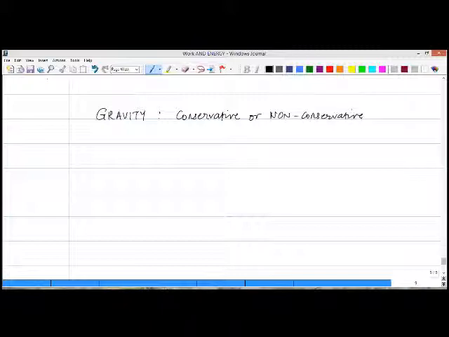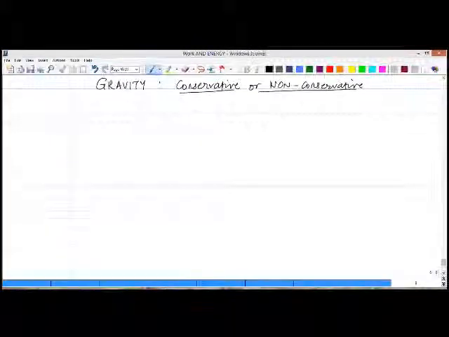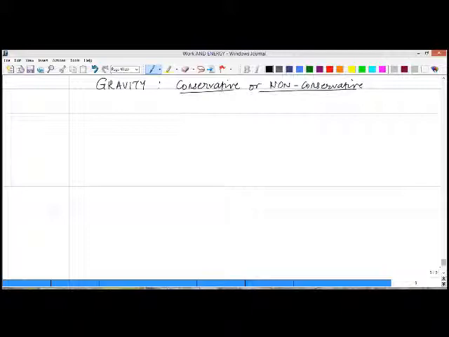Okay, we're ready now to check if gravity is conservative or not. And we're going to simply use the definition of whether a force is conservative or not and try to figure out if gravity is conservative or not.